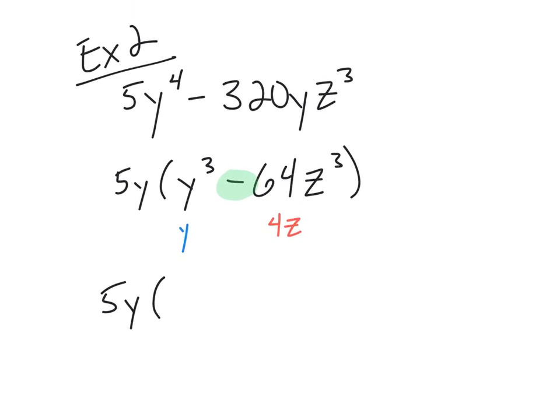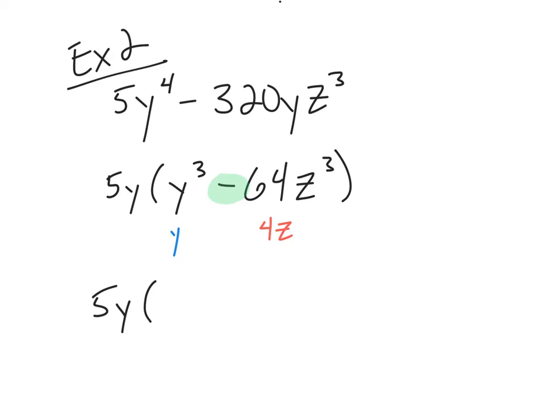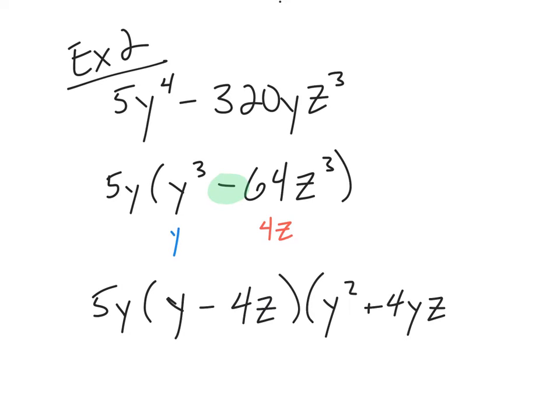All right, so let's finish here. So from here, I've got my binomial y minus 4z, and then my trinomial squares a, which would be y squared. Then I take y times b, which will give me 4yz, and then we square b to get 16z squared. All right, and from here, we're done, and that's factored. Does that make some sense? Yes. Feel all right with this?